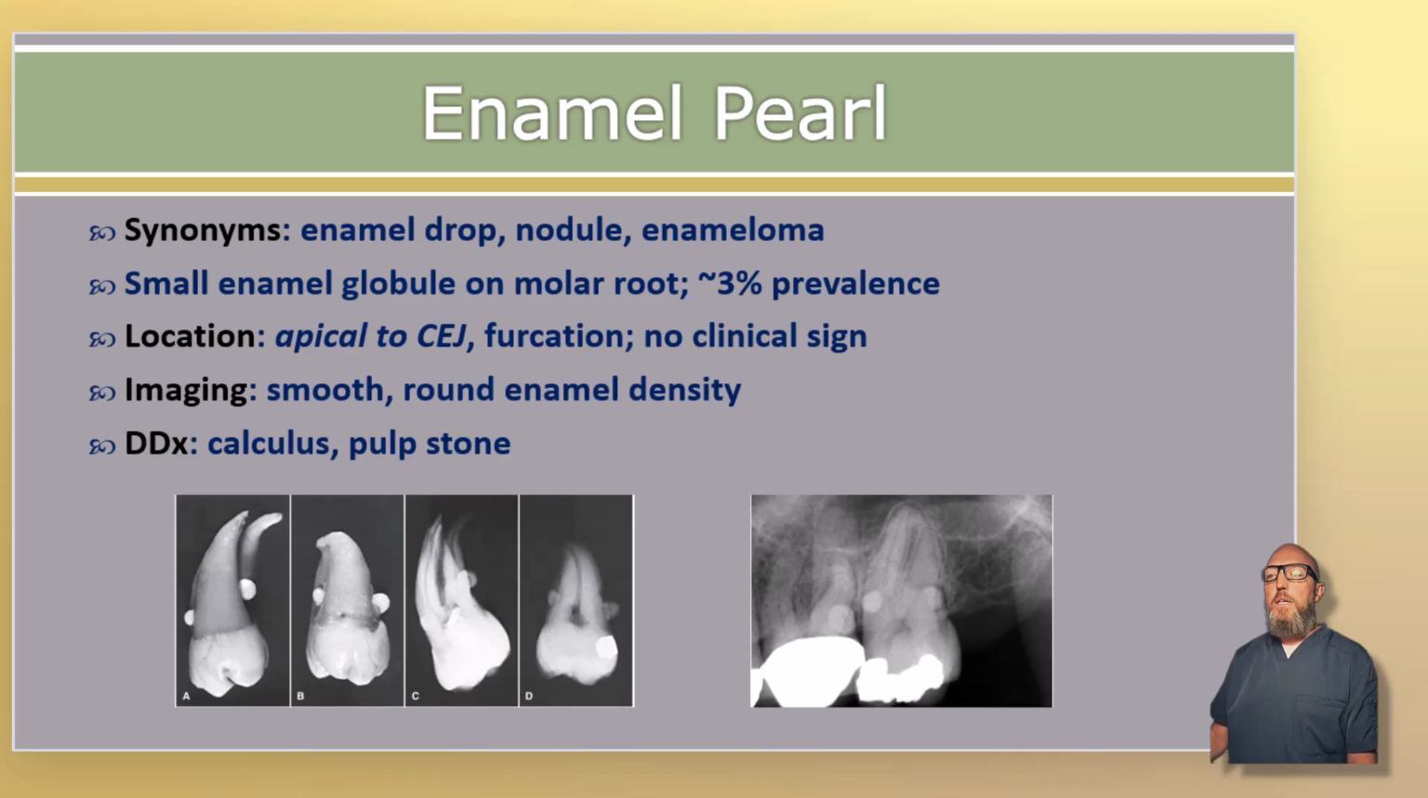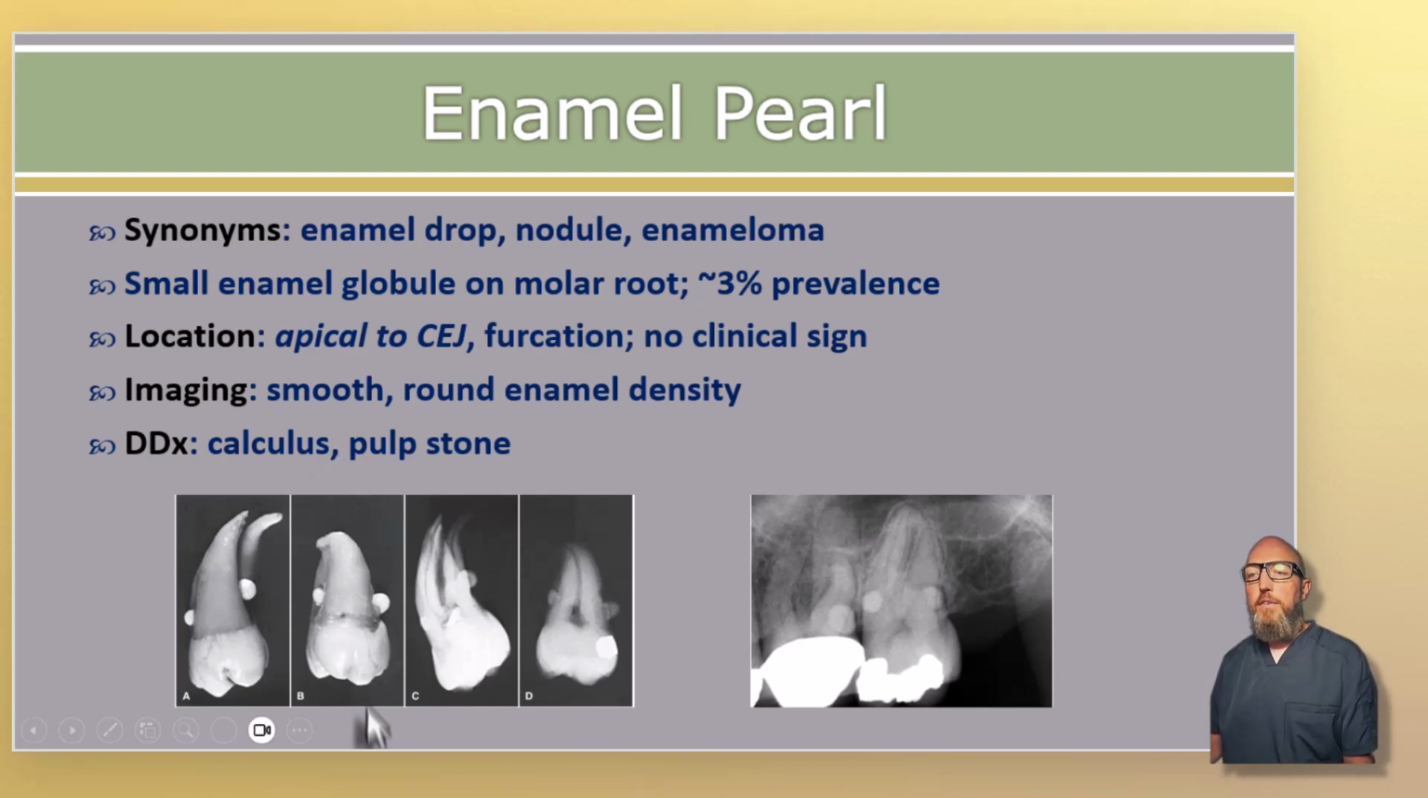All right, here's another one, enamel pearl. This one's pretty common. You'll see this. Just a small enamel globule on typically a molar root. It has a couple of synonyms here. I think these are pretty outdated, enameloma. But these are going to occur apical to the CEJ. A lot of times in the furcation or around the furcation, you can see these just extending in various places around the roots. So smooth, round enamel density. It could look like calculus, but calculus usually is not as round as you see here. Might look like a pulp stone if it overlaps the pulp.